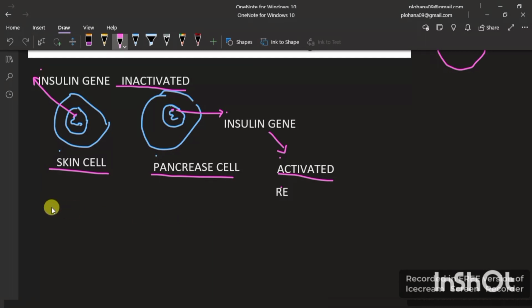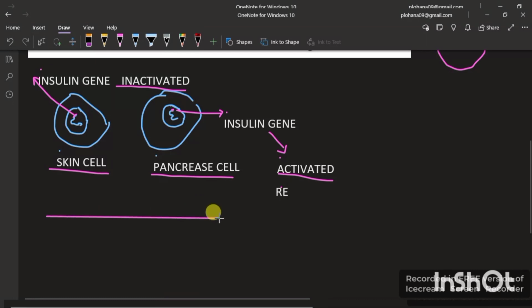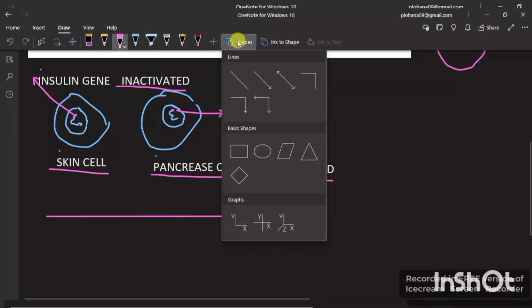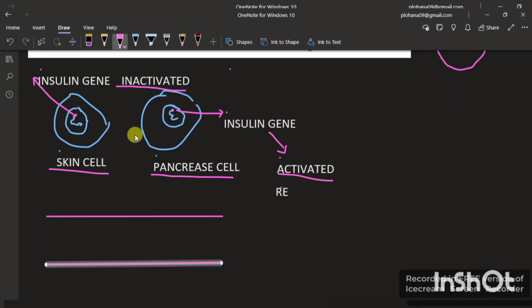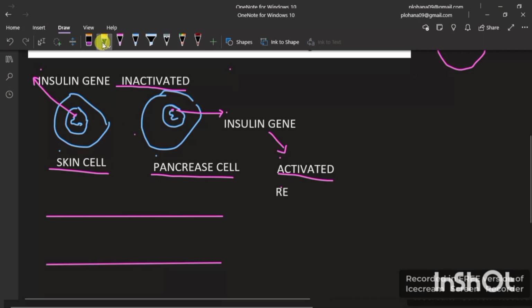Suppose this is a DNA I have. Wait, let me make it straight. Okay, here I have one strand of DNA. I'm just going to select another, and here I have another strand of DNA. Here are the nucleotides. These are the nucleotides.